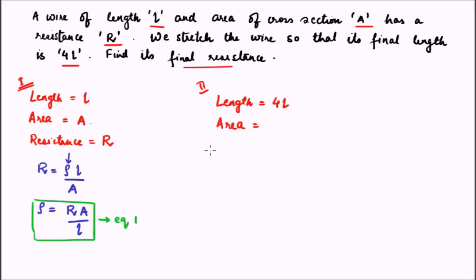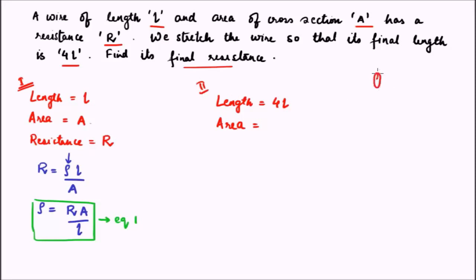To find that out, we need to think about it. The total amount of material in the wire is not going to change, right? Initially the amount of material will be equal to the final amount of material. Now what is the amount of material? It is basically the volume of the body, isn't it?